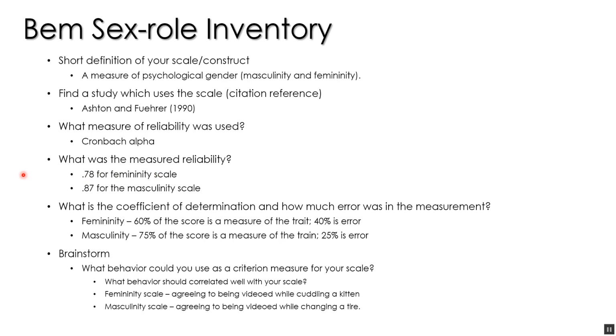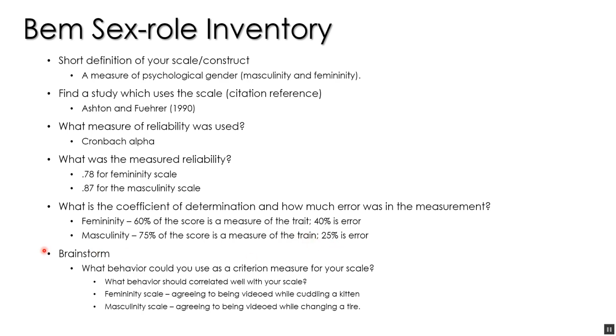What is the coefficient of determination and how much error was in the measurement? So as I said in the online video, you just square the reliability measures to get the coefficient of determination. And that means that 60% of the femininity score is a measure of the trait, femininity. And then what's left is error, so 40% of the score is error. And for masculinity, it's 75 and 25.